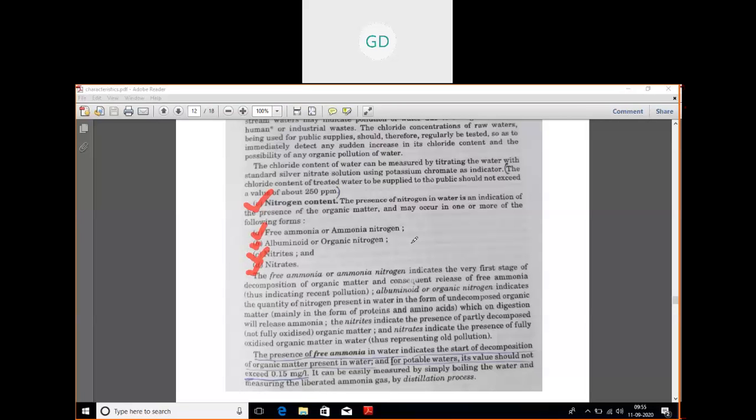Okay, so let us only know the permissible limits. No need to go into that. Let us just know the permissible limits. So for your free ammonia, ammonia everybody knows, it has a very bad smell. So first let us see one line.